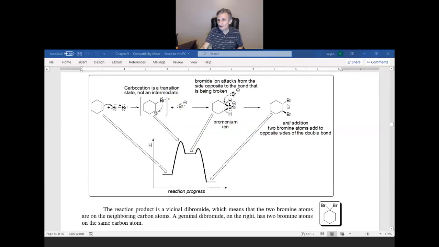The 2 bromines, of course, end up next to each other on neighboring carbons, and that's called vicinal. When 2 groups are on neighboring carbons, that's a vicinal compound. In this case, a vicinal dibromide. They are in the vicinity of each other. When 2 groups are on the same carbon, that's geminal.